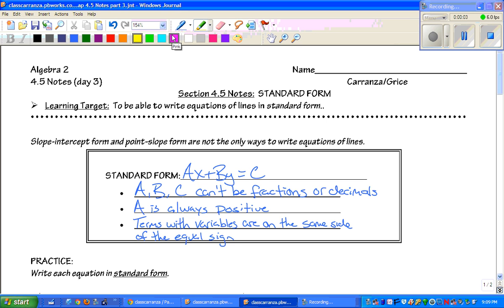Hey guys, this is Mr. Grice for Algebra 2, Chapter 4.5 Notes, Day 3. Today we're talking about standard form. Our learning target today is to be able to write equations of lines in standard form.